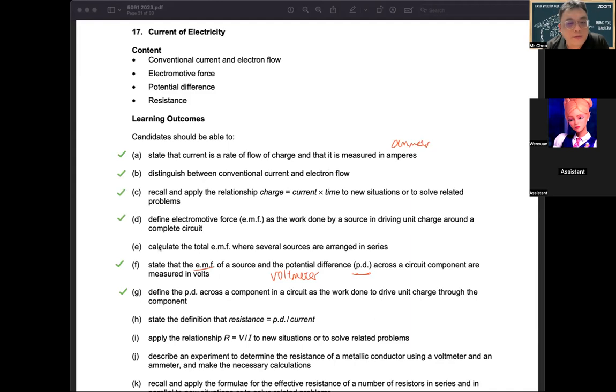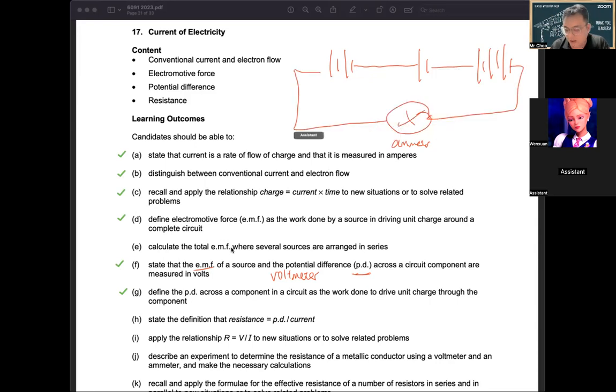Now, we haven't talked about part E. Calculate the total EMF where several sources are arranged in series. Actually quite simple. I have battery 1, battery 2, battery 3, and they all drive one light bulb.